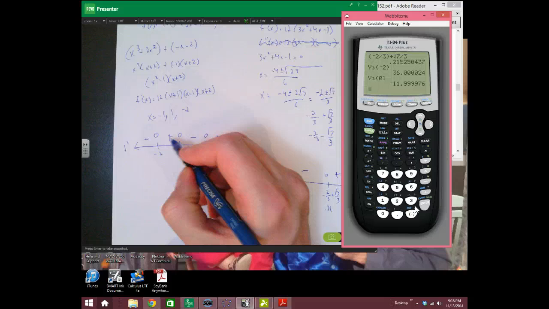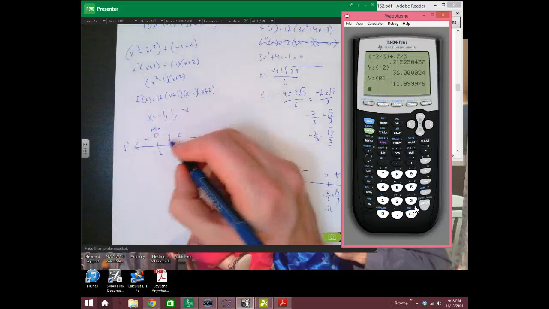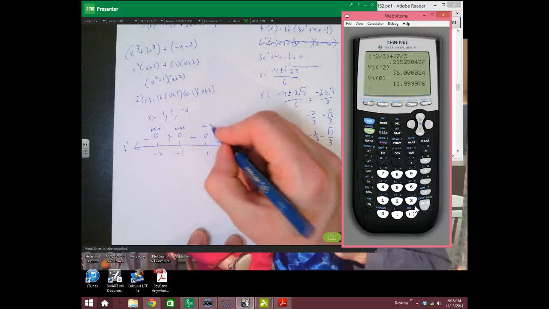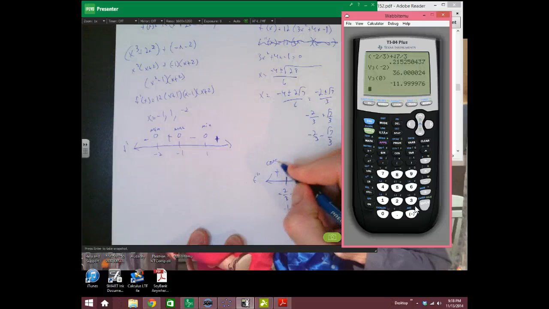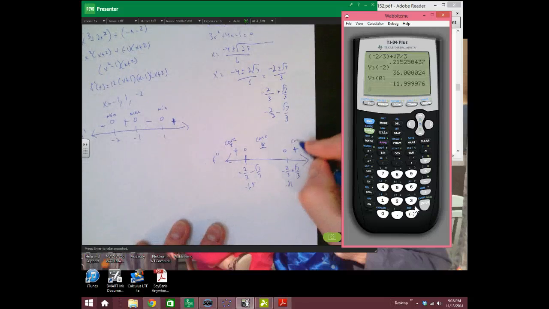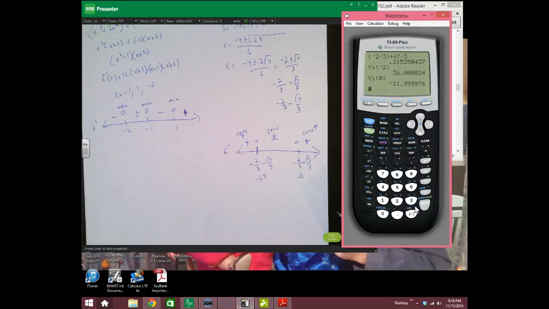This is negative slope to positive slope, so it's a min. This is positive slope to negative slope, so it's a max. This is negative to positive, so it's a min. This is concave up, concave down, and this is concave up as well. So I know those. I know all those things about the graphs. So now it's just a matter of finding the y values for that.